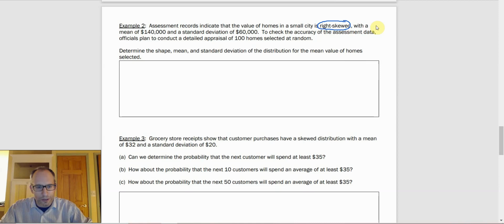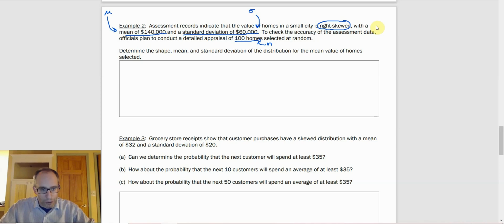Then the mean of 140,000, we're going to need this. Standard deviation of 60,000, we're going to need that as well. And then 100 homes, we're going to need that. So what is this telling us here? Well, that right there is our n, our sample size, the 100. The standard deviation, that would be sigma. The mean of 140,000, that's a population mean, so that's mu. And then we know the population's right skewed.